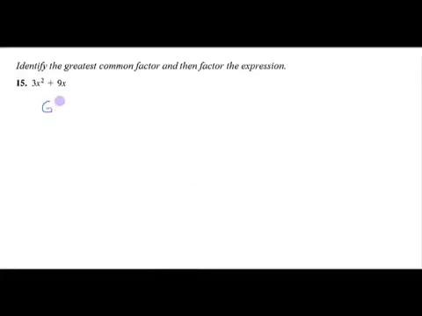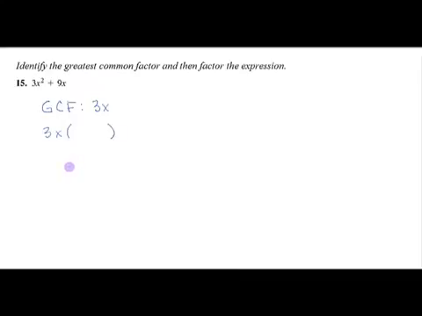So first, my greatest common factor for the coefficients, the greatest number that would divide both of those would be 3. And for the variables, the greatest factor that could come out of both of those would be an x. So my greatest common factor is 3x. Now we want to write this as factored form, 3x times something. What kind of binomial was multiplied by 3x to get 3x squared plus 9x?